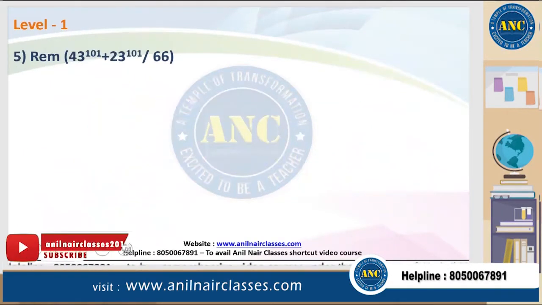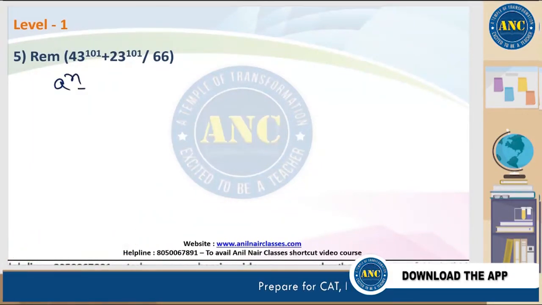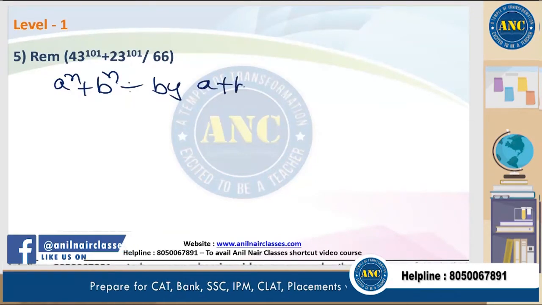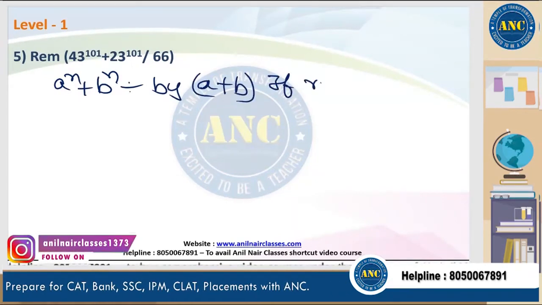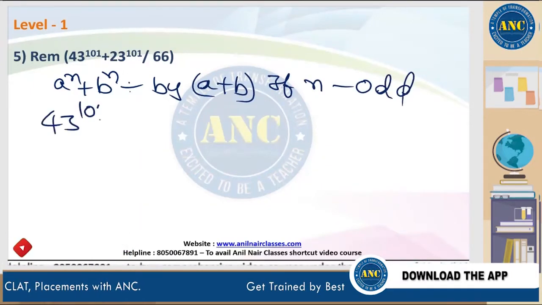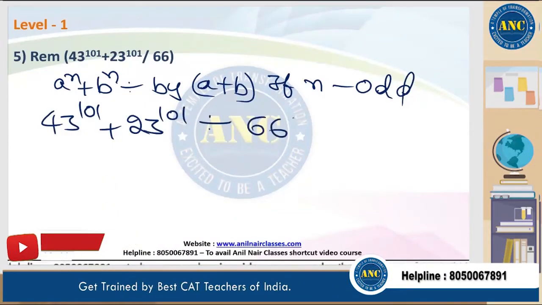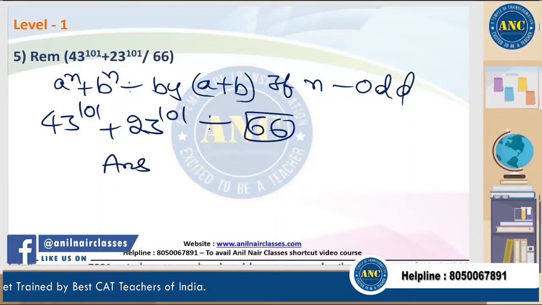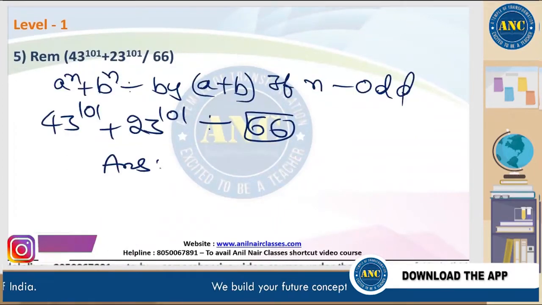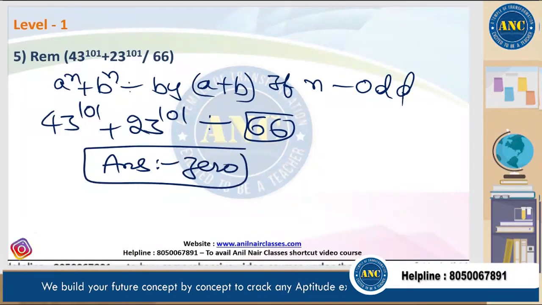Fifth one, original exam question. a power n plus b power n is always divisible by a plus b if n is odd. So 43 power 101 plus 23 power 101 is divisible by 66. So the answer for this question is 0. Idea clear, right?